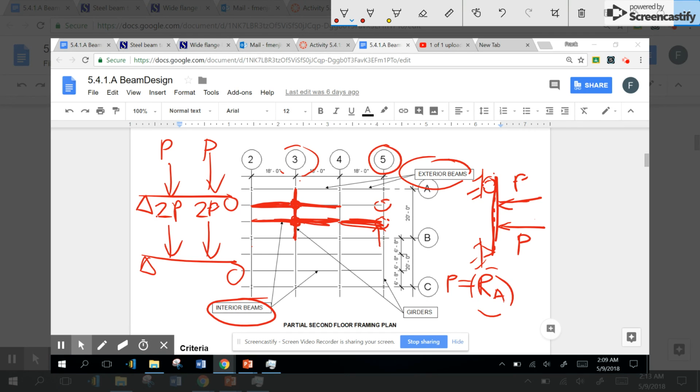Okay, so when you do your beams, treat them, what you're solving for in the shear and moment that you're going to be solving for is for this condition, not for a distributed load condition. Okay, so hopefully that helps you out, and hopefully you can solve this.